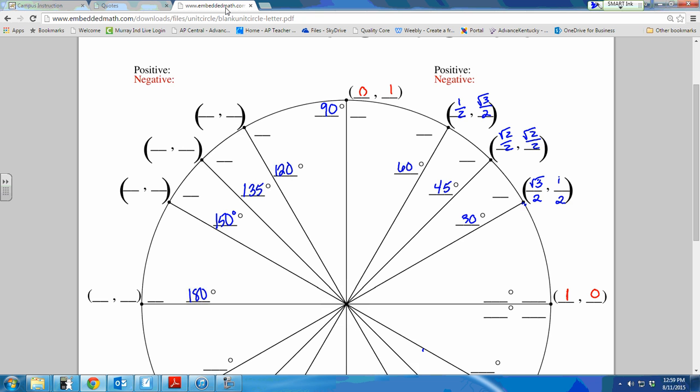And then what is negative in the second quadrant, x or y? X. So we're going to take all of these points, flip them over the y-axis, and just make the x's negative. Right? So we'll have, for example, at 120, negative 1/2, positive square root of 3 over 2. Negative square root of 2 over 2, positive square root of 2 over 2. Negative square root of 3 over 2, positive 1/2. And then negative 1, 0.